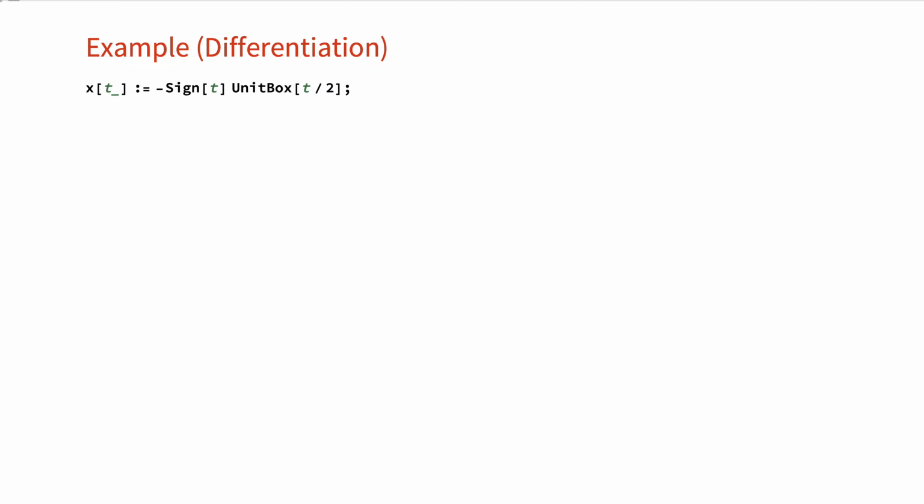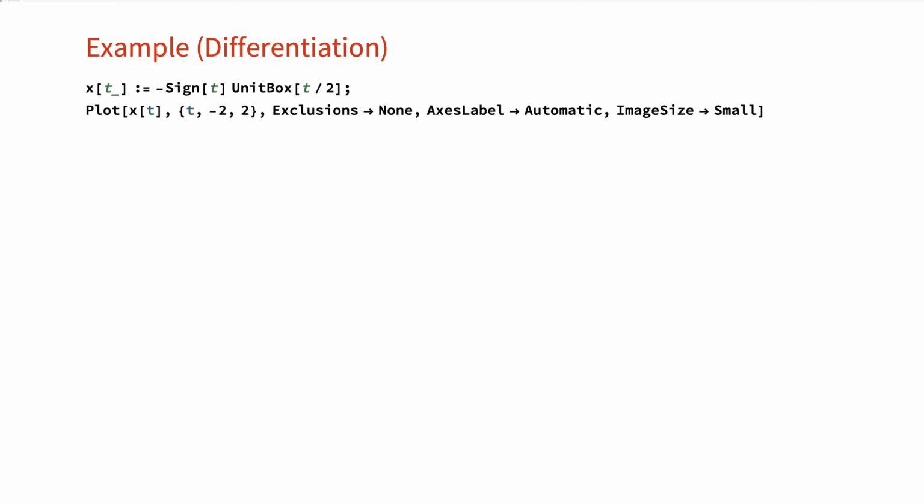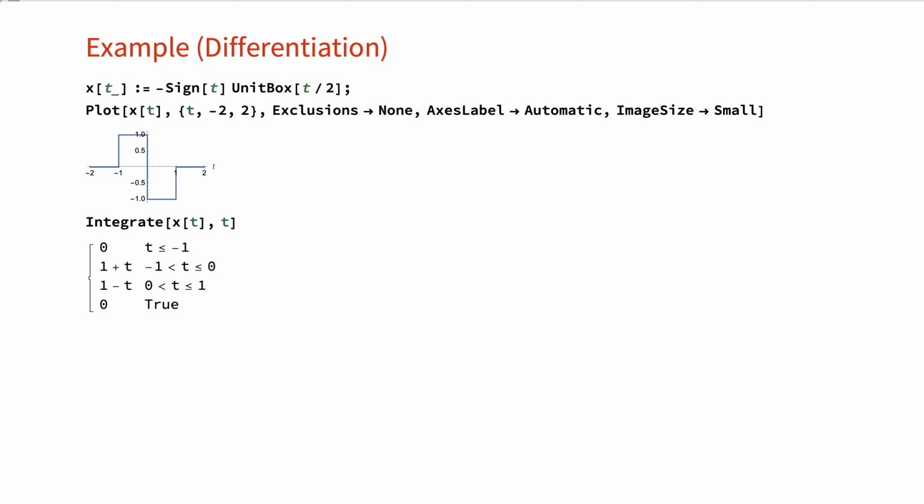Let's look at the second example. Use the time differentiation theorem to obtain the Fourier transform of the following signal x of t. You can look at the plot of x of t to see what it looks like and how it changes over time. Now, observe that this signal x of t is a derivative of the unit triangle. If you take the derivative of the unit triangle, you'll see that you get the signal x of t.